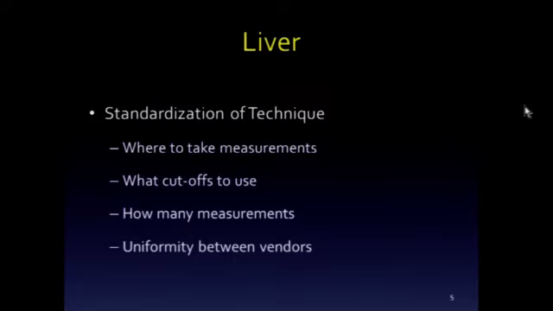If we look at this from an organ perspective, looking at the liver, what do we need to improve our results with liver stiffness values? So we need standardization of techniques, and I think the SRU consensus panel has made an effort to try to standardize a lot of these things. Where do we take the measurements? What cutoffs to use? How many measurements should we do? And what is the uniformity between vendors?